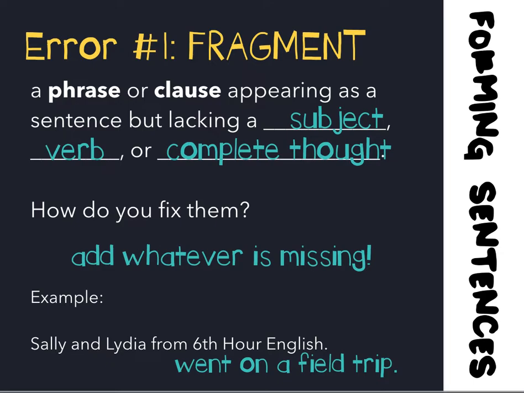First, we have a fragment. You might create a fragment if you have a phrase or a clause appearing as a sentence. But remember, phrases and clauses either lack a subject, a verb, or a complete thought. So how do you fix them? You simply add whatever's missing. In the sentence below, Sally and Lydia from 6th Hour English, that is actually a fragment because it is a phrase standing as a sentence, trying to be a sentence, but it's lacking a verb. So I added the verb, went on a field trip.